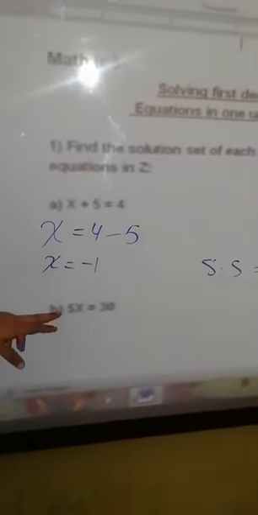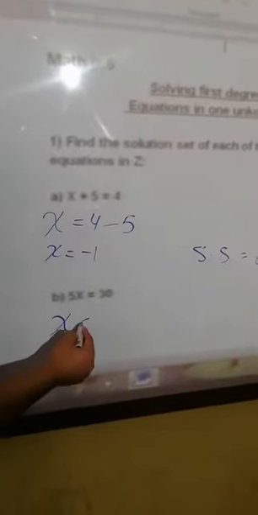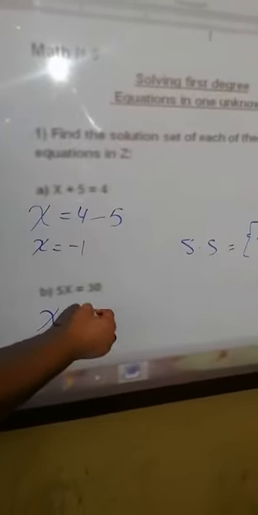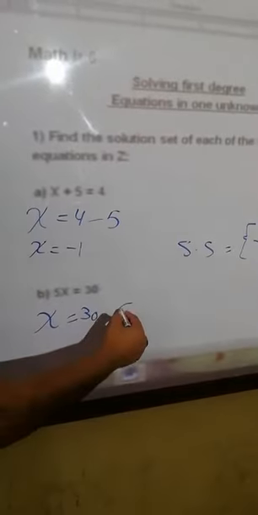Let's move to number B. Number B is 5x equal 30. I have to find the solution set. To find the solution set, first you have to solve. By solve we mean find the value of the unknown. Our unknown here is x. So 5 has to go to the other side. Here I write x equal, and write 30 first because 30 is here, and 5 will go to the other side.